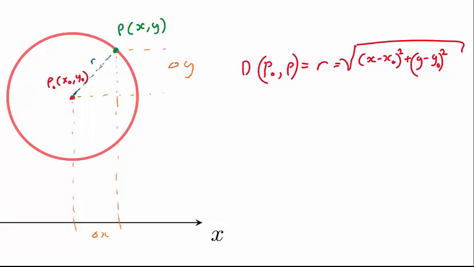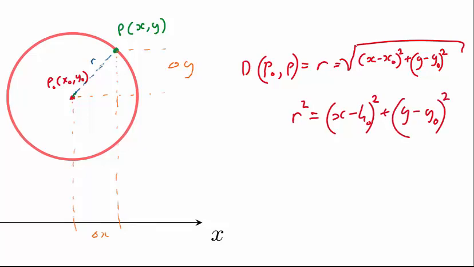Now, oftentimes you'll see h and k instead of x naught and y naught. It's perfectly acceptable to put it in that way. Note we can rewrite this as r squared, getting rid of that square root. It's very common to see it written out this way: x minus h naught, quantity squared, plus y minus y naught, quantity squared. This is a very common way to see it written out.